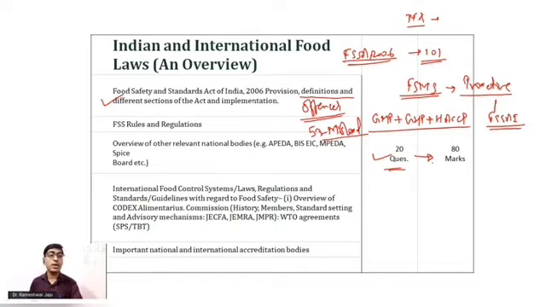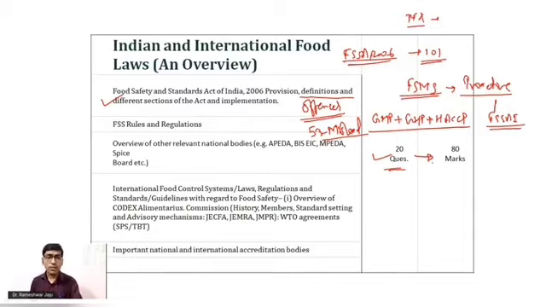Overview of some of the important relevant bodies of the food safety authority or the national bodies. Some of the bodies like APEDA. So here what happened? You have to make a table, or you have to prepare what is the organization name, the full form, then the establishment year. Apart from that, the head office and the main objective. So these are the four important points you have to apply, and you have to make them in tabular form, like APEDA, BIS, EIC, MPEDA.